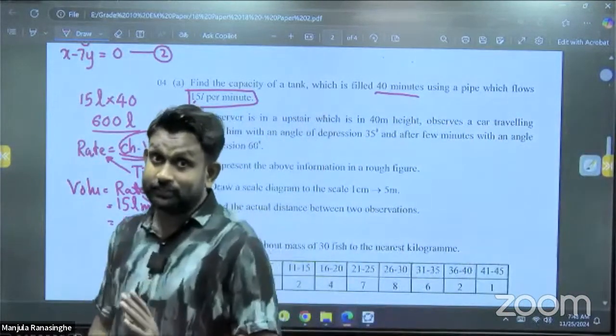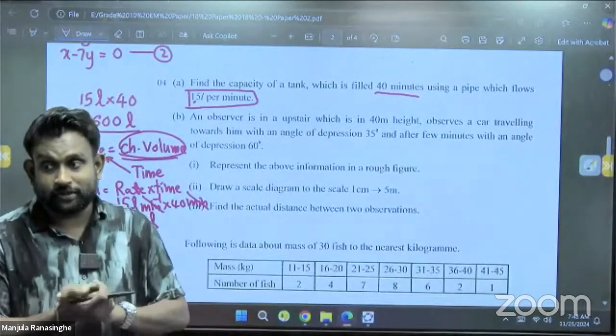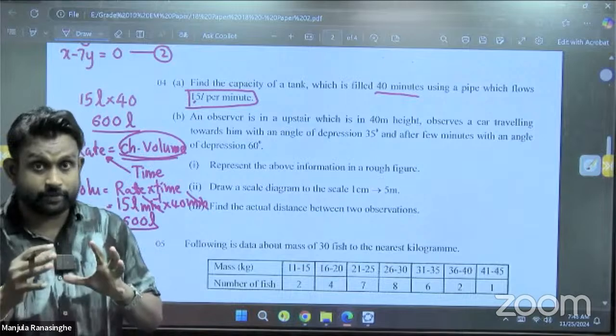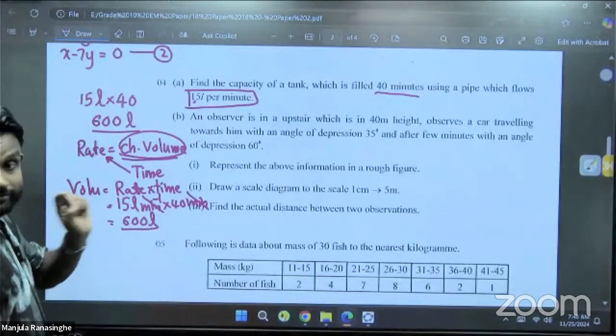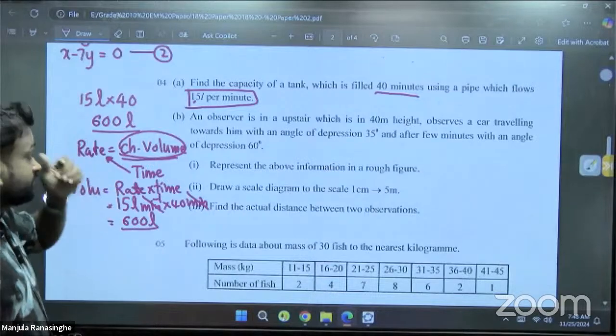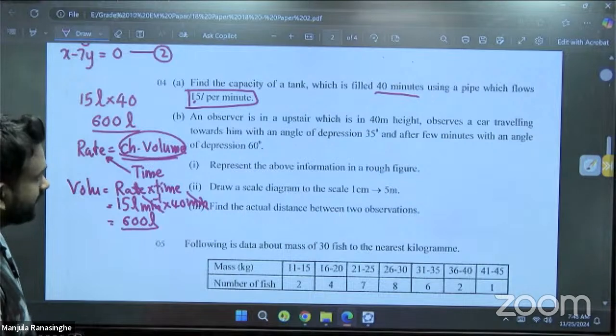Now we are at the third term, so the scale diagram comes in the third term. So I'm focusing on that one in these papers. Okay, now check and observe. I will draw this one nicely. Everyone concentrate. And observe, an observer is upstairs which is at 40-meter height.